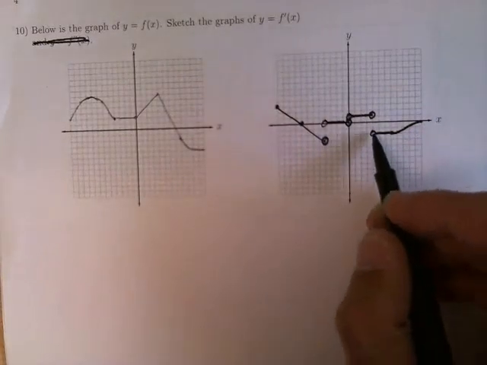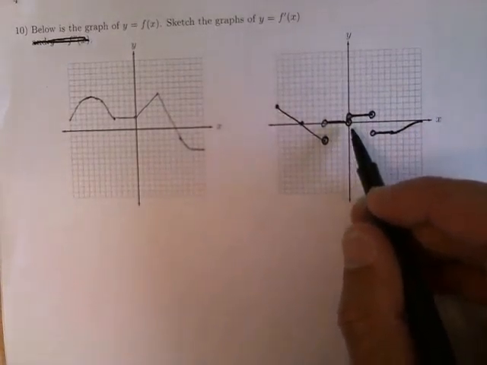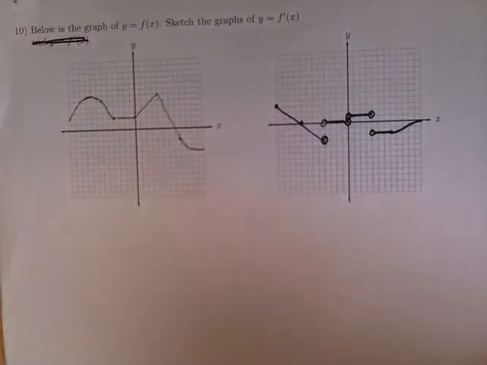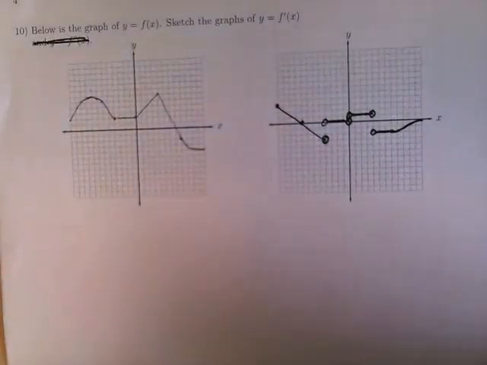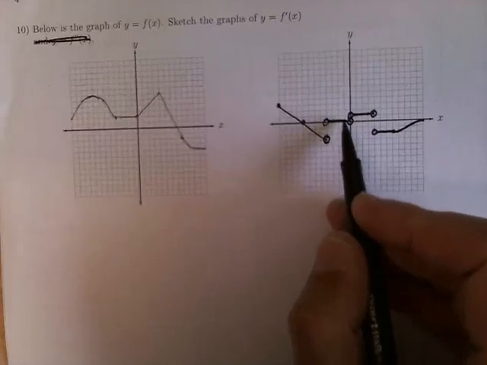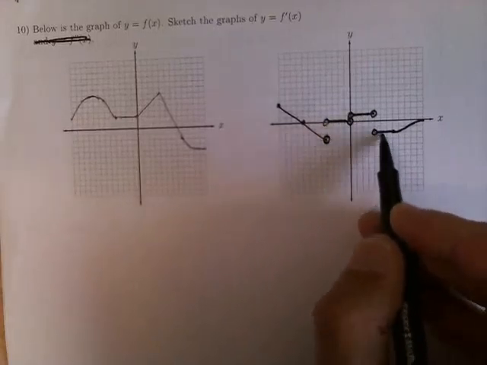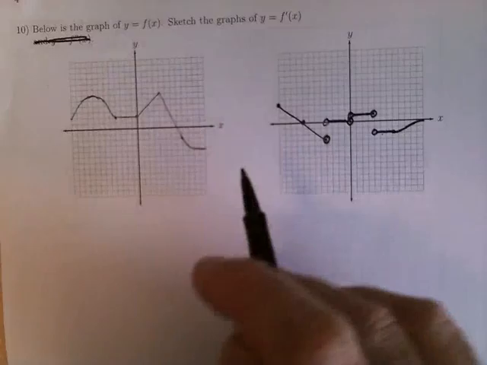So I was looking for these open holes because at those sharp corners there's no derivative. I'm looking for the flat parts here with the different slopes of 0, 1, and negative 2. Looking for that downhill piece there.